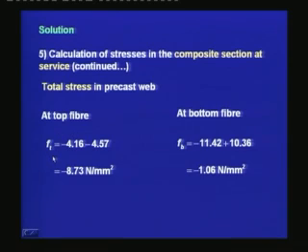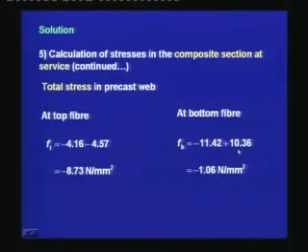Once we have calculated the stresses due to the live load, we are now adding them with the stresses that have been locked into the web to get the total stresses under service loads. For the precast web at top fiber, the total stress is given as minus 4.16, which was there during the casting of the flange, minus 4.57, which has come from the live load moment, the total stress is minus 8.73 Newton per millimeter square. At bottom fiber, it is minus 11.42, which was there during the casting of the flange, plus 10.36, which is the tensile stress due to the live load, which gives a resultant compressive stress of minus 1.06 Newton per millimeter square.